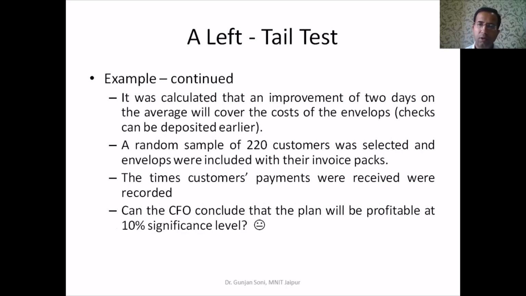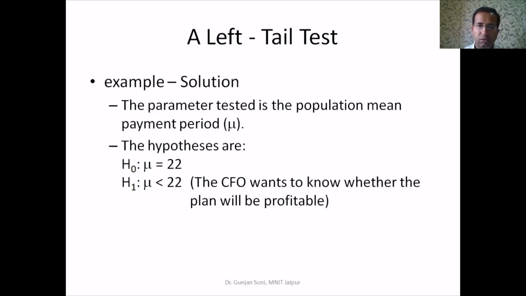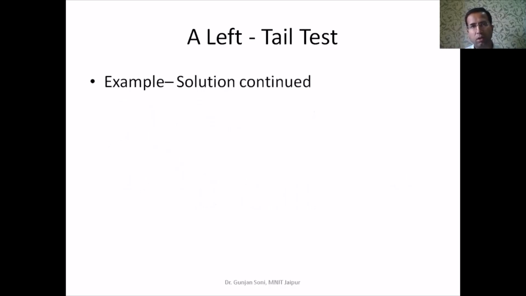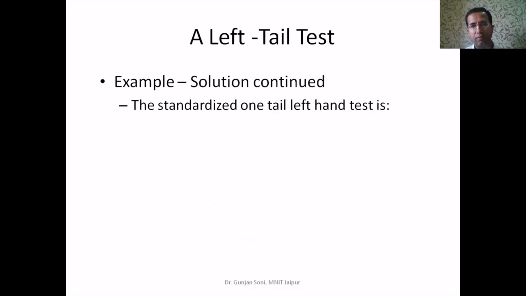We take a random sample of 222 customers, and then they want to know at alpha equal to 10%. So they want to know whether it will be profitable or not. It will be profitable only if mu is less than 22. So that's what my alternate hypothesis would be, and your null hypothesis, of course, is 22. Then you create a left tail test somewhat like this.